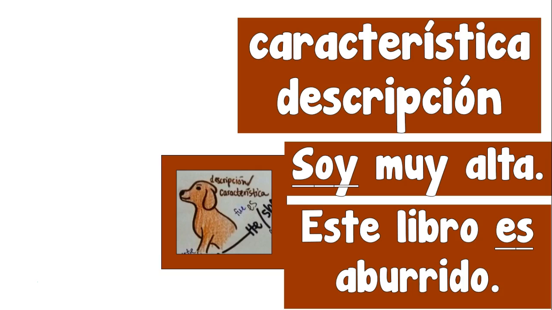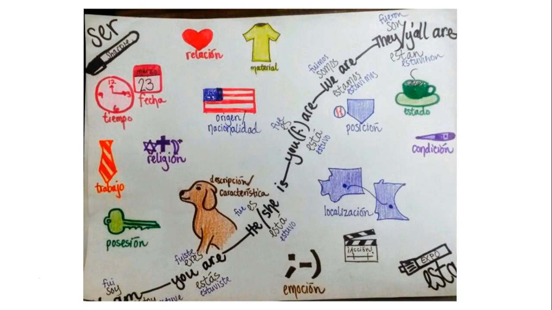Another example would be este libro es aburrido. Aburrido, boring, being a description of the book. In our opinion, we can't change the fact that that book is boring, and so therefore we're going to use our permanent verb ser to describe that book. Other examples of descriptions, maybe a movie was long or maybe the class was short. Again, just simple descriptions of something, but facts that we cannot change. So that is description or characteristics.